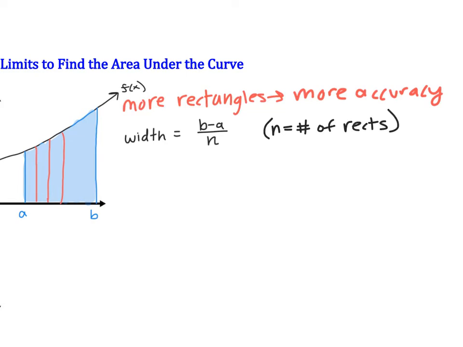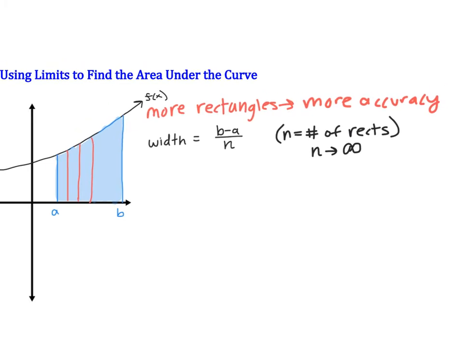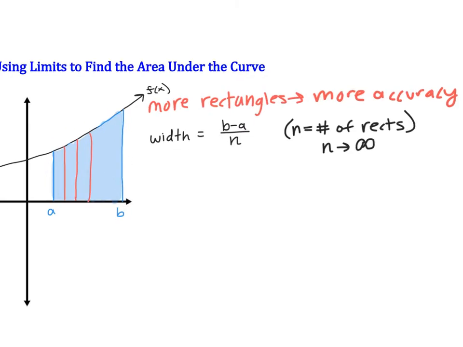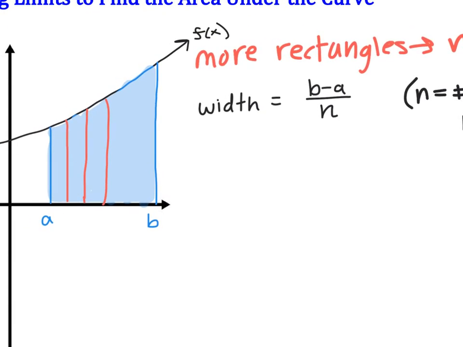So you might guess that since we're using limits, we're probably going to want to find a limit where n is approaching infinity, because once again, the more rectangles we have, the more accurate our approximation will be. So we found a way to assess the width of each of these rectangles, but now I need to find a way to find the height of each of these rectangles.